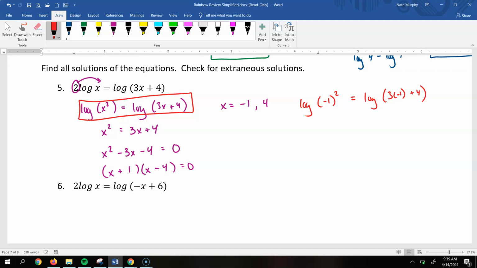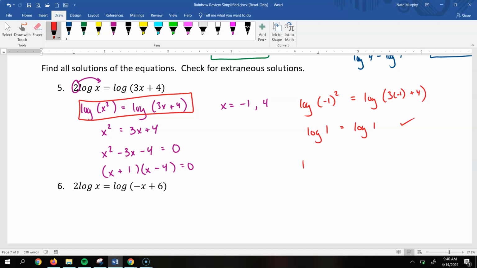So on the left side, negative 1 squared would be a positive 1. On the right side, 3 times negative 1 is negative 3. Negative 3 plus 4 is 1. So we get the log of 1 on the left and the log of 1 on the right. So that one worked out.